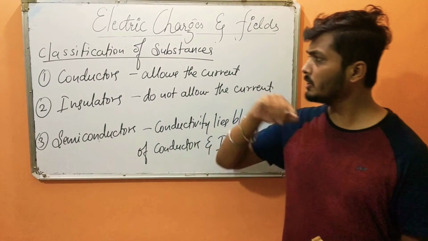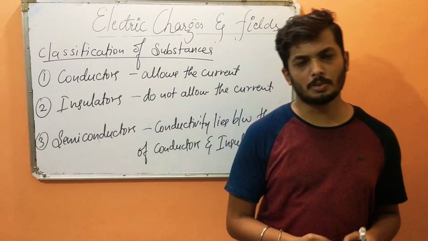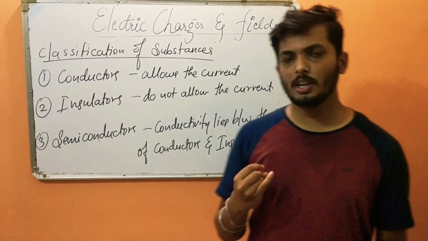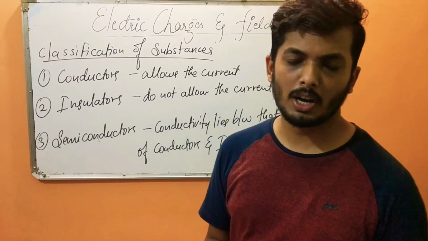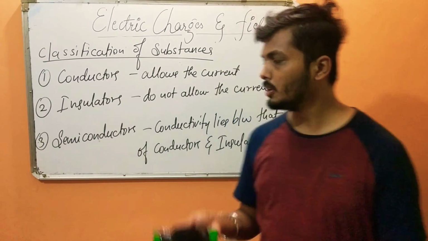Then further we have studied the classification of substances. So three important classifications: conductors, semiconductors, and insulators.